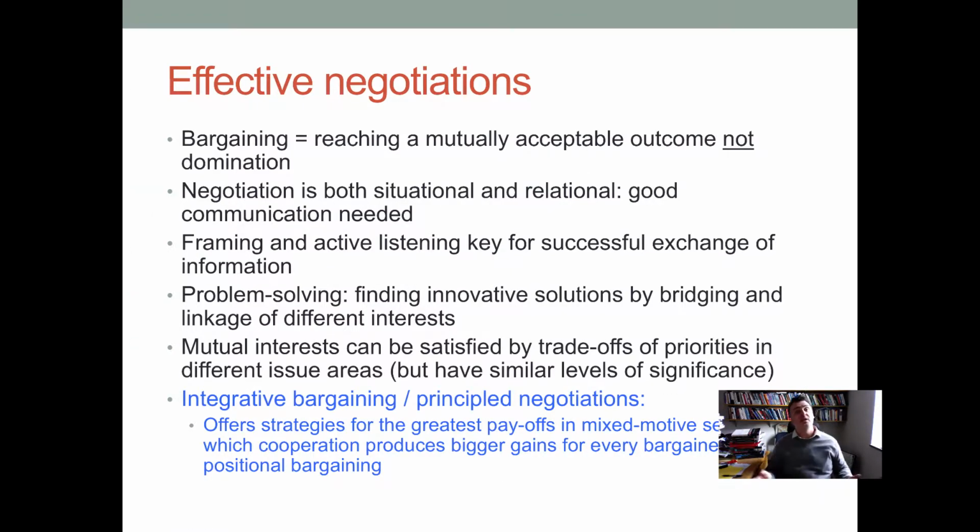So what are effective negotiations? Bargaining, reaching a mutually acceptable outcome, not being determined by domination of one group against the other. Negotiation is both situational and relational. So again, good communication is needed, but of course we have different forms of power relationships between parties. Framing and active listening is key for successful exchange of information. Problem solving, finding innovative solutions by bridging and linkage of different interests, and mutual interests can be satisfied by trade-offs of priorities in different issue areas, but have similar levels of significance to either party. So we can be looking at either integrative bargaining or principled negotiations.